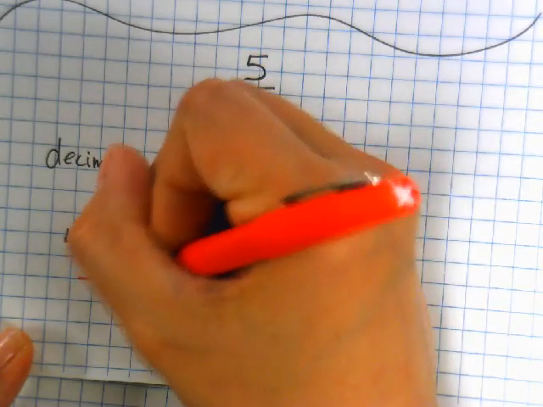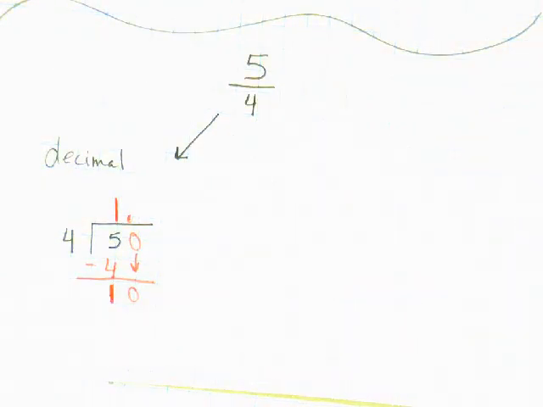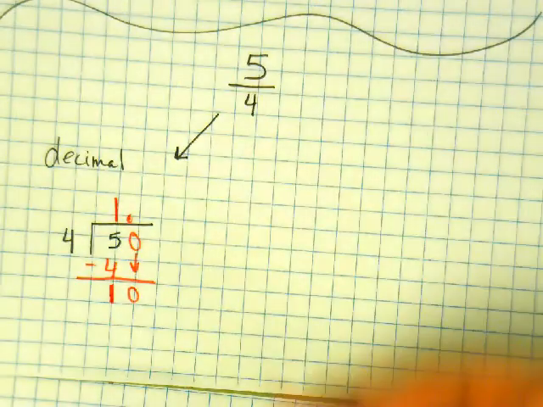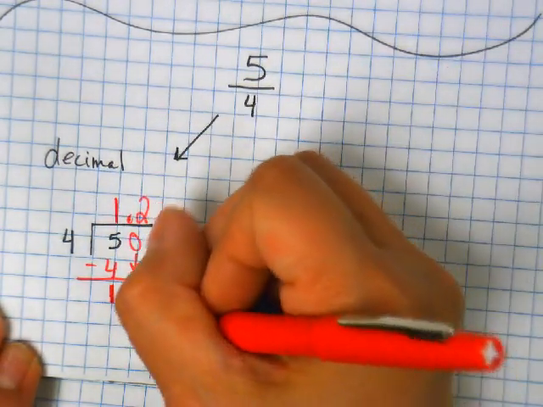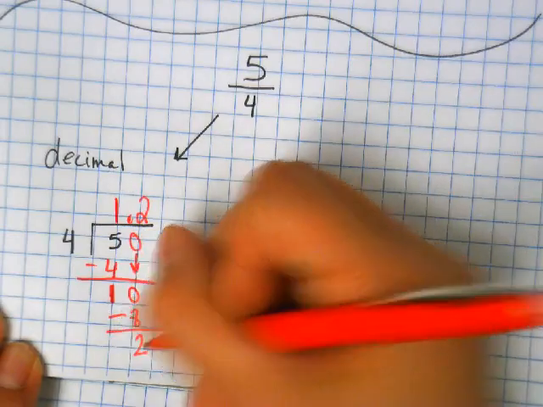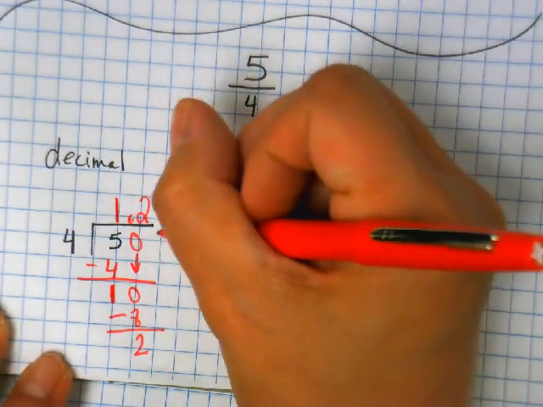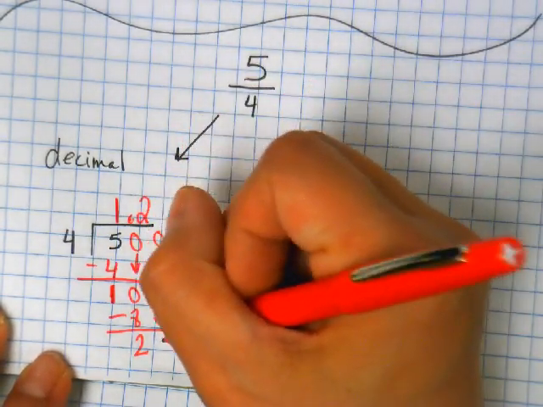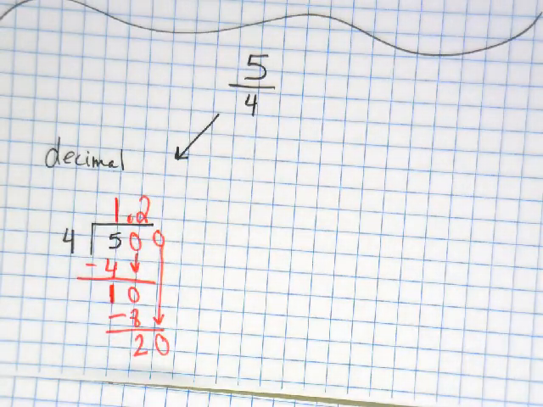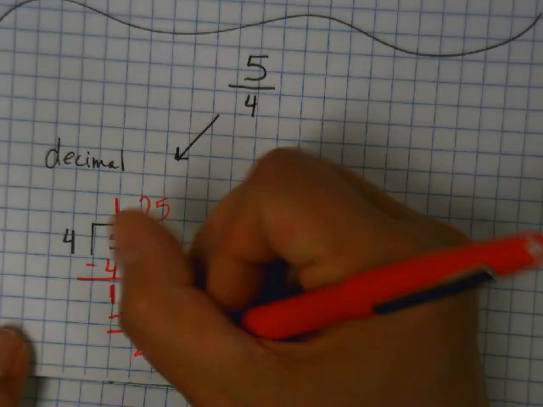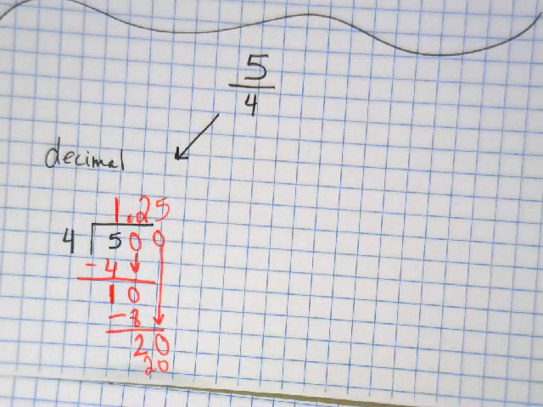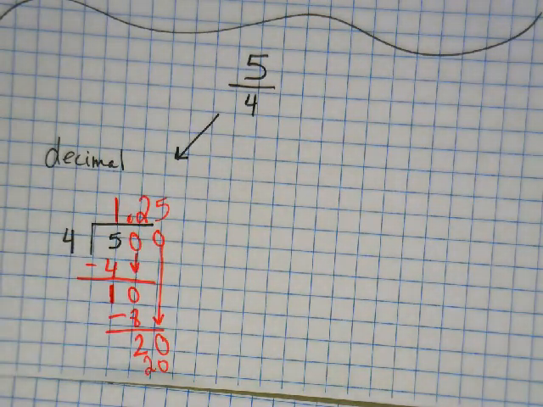Now we have 10. How many times is 4 going into 10? 2 times. That goes on top of the 0. 2 times 4 is 8. Remainder 2. But we don't do remainders. We add another 0 and bring it down. Now we have 20. How many times is 4 going into 20? 5. And that gives us 20 and we're done. So that's our decimal: 1.25.